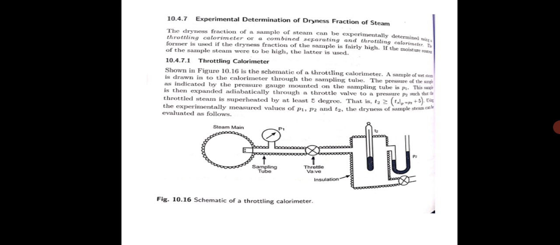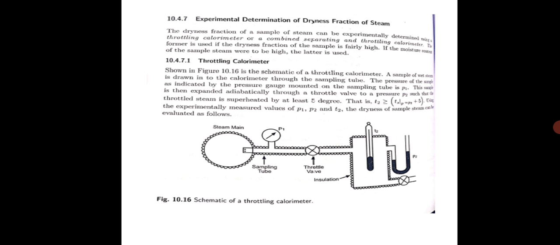So as per the steady flow energy equation, H1, enthalpy 1, is equal to enthalpy 2. Means enthalpy before expansion is equal to enthalpy after expansion because there is no heat transfer. Thus we see that throttling is a constant enthalpy process. Enthalpy of the steam does not change. The heat content does not change. So this throttling process is used for determining the dryness fraction of steam.